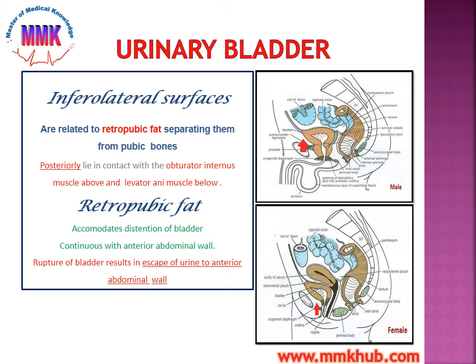Retropubic fat. Retropubic fat accommodates distension of bladder. It is continuous with anterior abdominal wall. Rupture of bladder results in escape of urine to anterior abdominal wall.